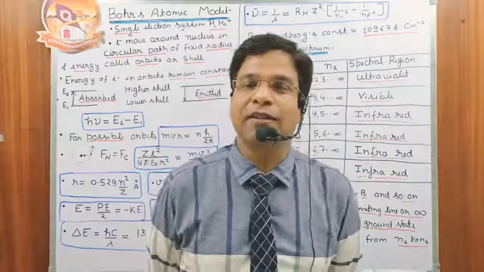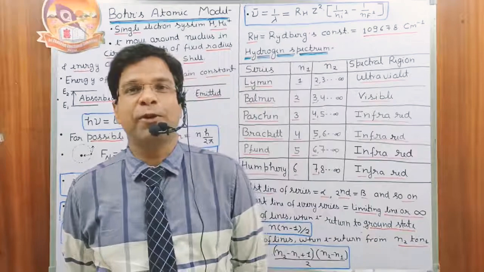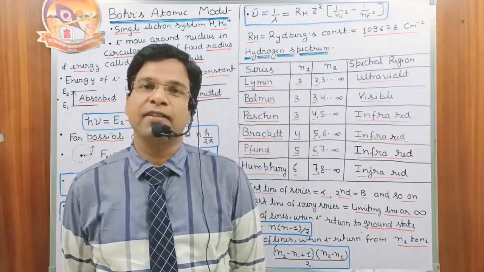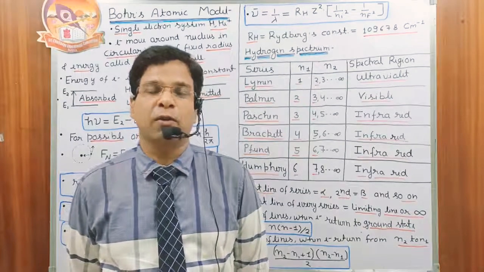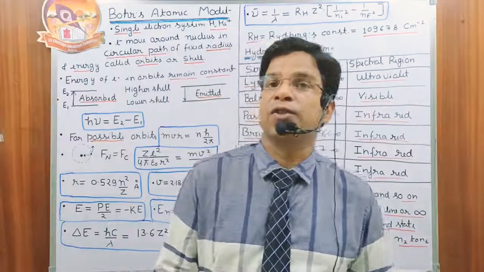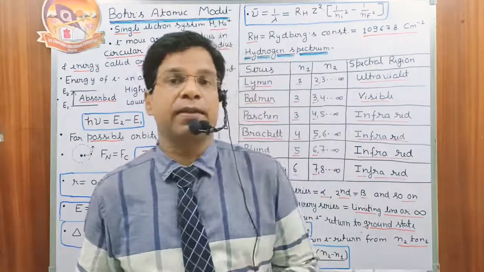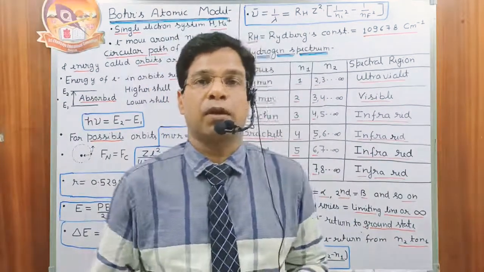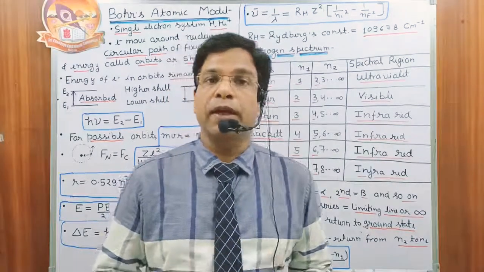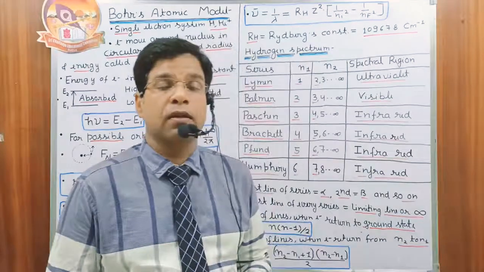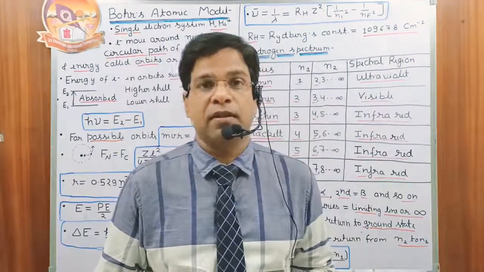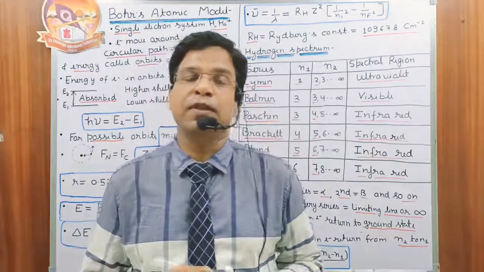Hello student. In the second part of the video of chapter atomic structure, first I discuss the Bohr's atomic model. Bohr's atomic model is based on the quantization of the energy. It is given by the scientist Niels Bohr. We have some assumptions in this one. In order to explain the spectrum of the hydrogen-like substance, scientist Niels Bohr developed this model.